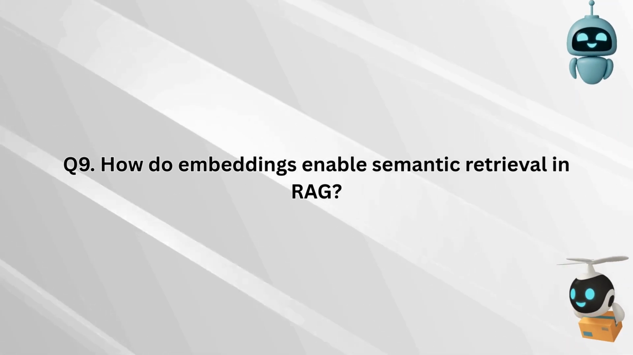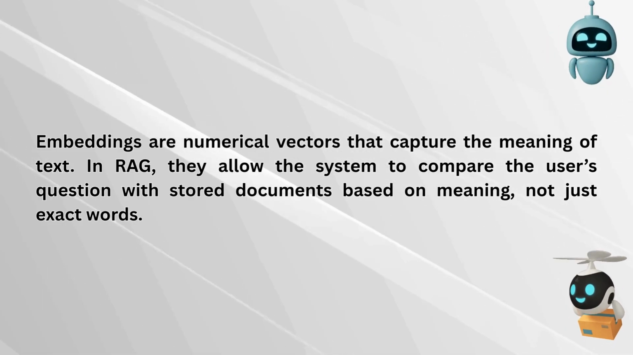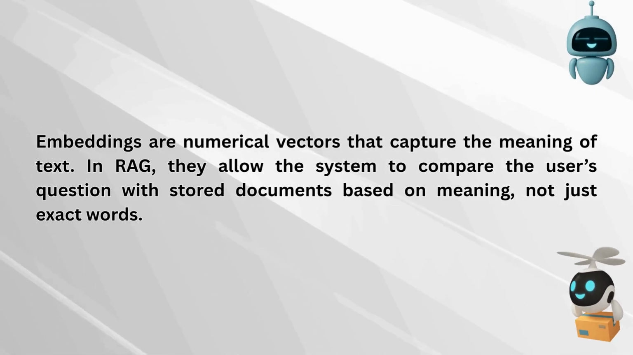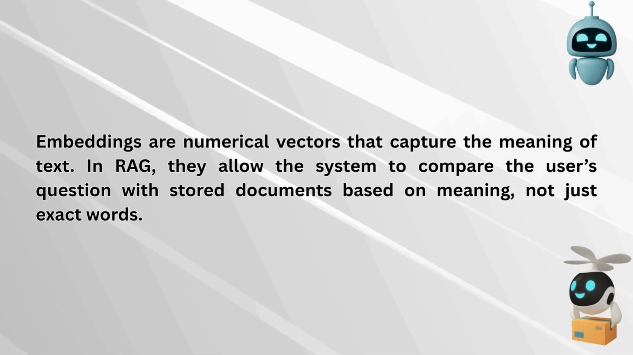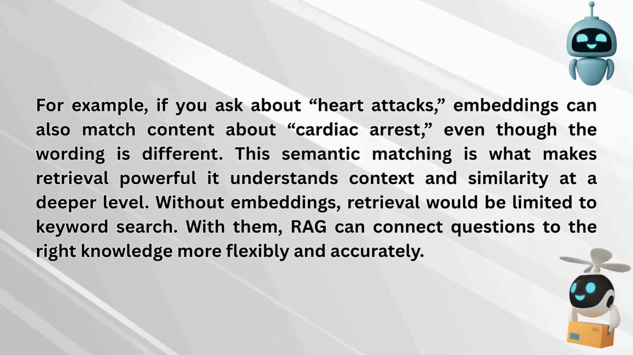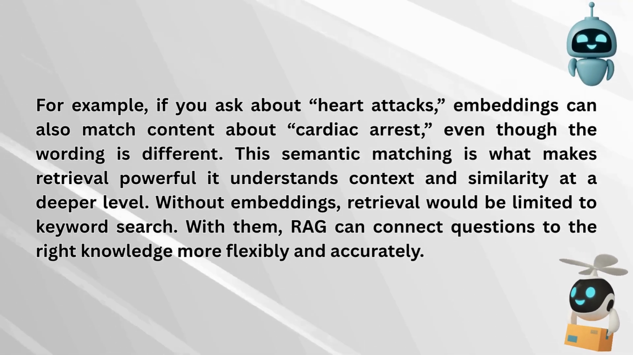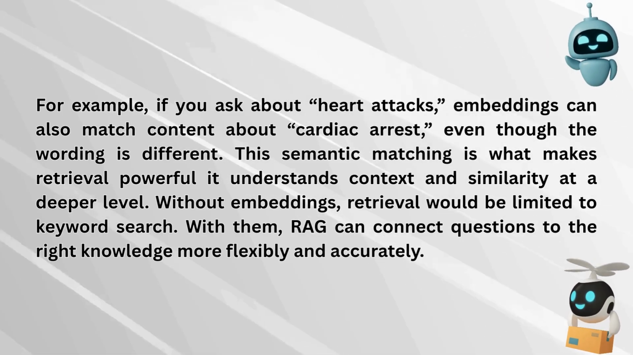How do embeddings enable semantic retrieval in RAG? Embeddings are numerical vectors that capture the meaning of text. In RAG, they allow the system to compare the user's question with stored documents based on meaning, not just exact words. For example, if you ask about heart attacks, embeddings can also match content about cardiac arrest, even though the wording is different. This semantic matching is what makes retrieval powerful.